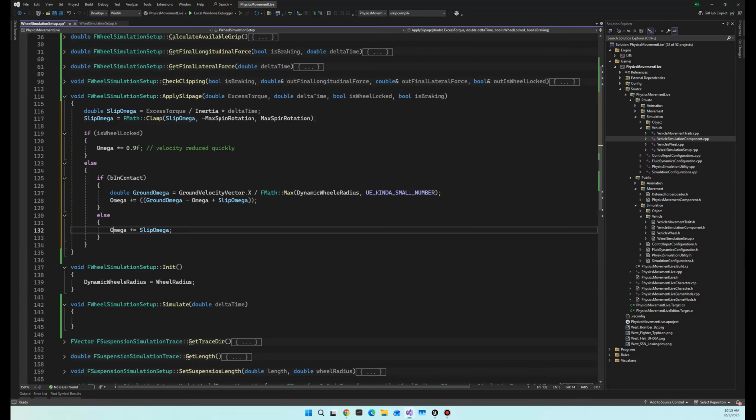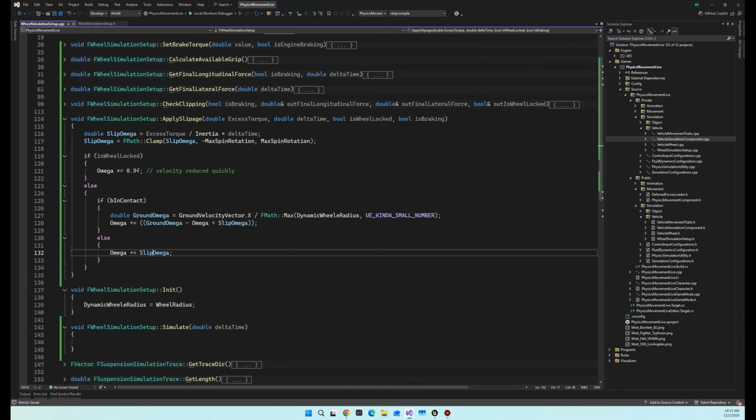Otherwise, if we're not in contact, then we're just going to use the slip omega. The idea is that the slip omega should technically be a negative value. So this should allow our wheels to start slowing down if they're not in contact and they don't have any excess torque. All right, so that should handle slippage, whether we're slipping in the air or slipping on the ground.